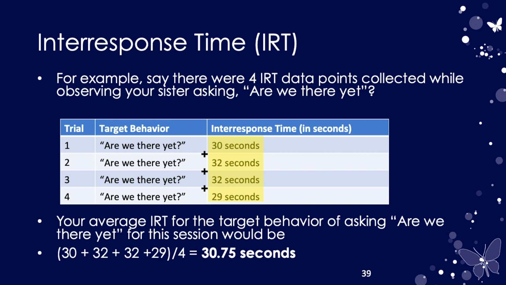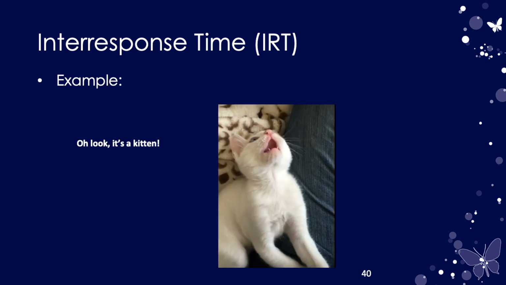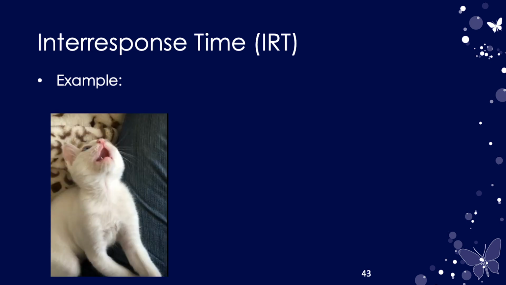Let's look at another example. "Oh, look, it's a kitten." I think I'm going to like this example. This kitten often lifts his head to see what's happening above him. Let's use IRT to measure the time that passes between each head lift. Here, the cat engages in the target behavior, head lifting.